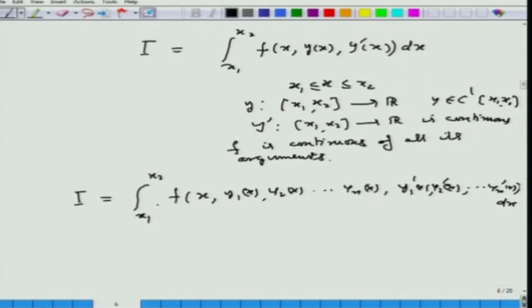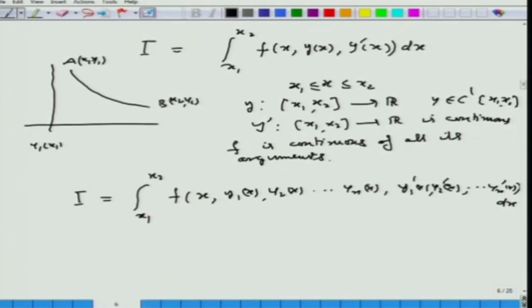In addition to this, as in the earlier case, we have the curve joining the two points A and B. The condition is that it should pass through (x1, y1) and (x2, y2). That means y at x1 should be y1, and similarly y at x2 should be y2, so that the curve passes through those given points, and these points are fixed.